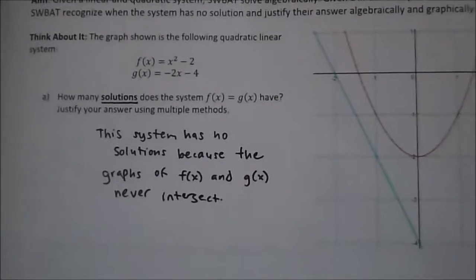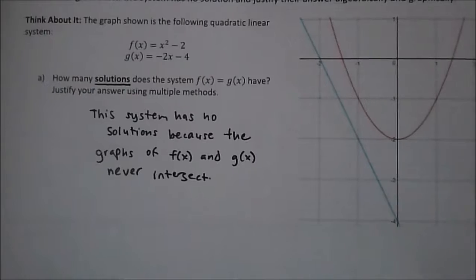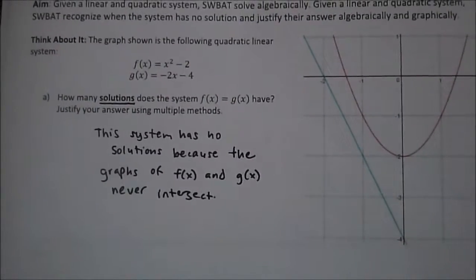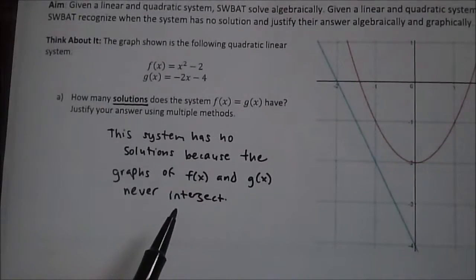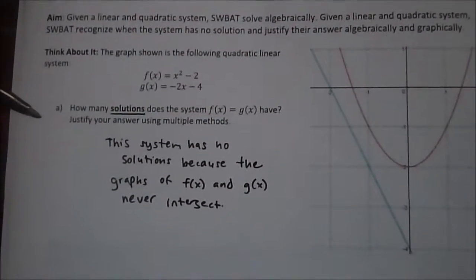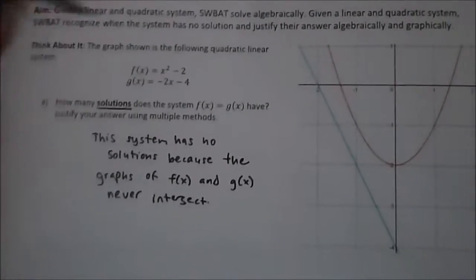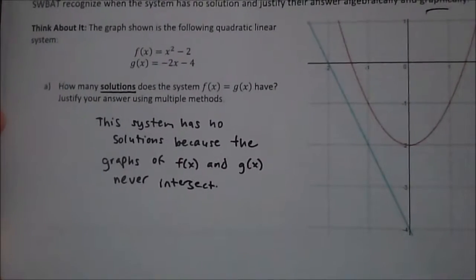So right out of the gate, I know that whatever I am going to find algebraically, it needs to support the fact that these graphs never intersect, therefore there are no solutions. So we've dealt with the part of this question that asks us to figure this out graphically, as we see in the aim. Now, how could I figure this out algebraically?